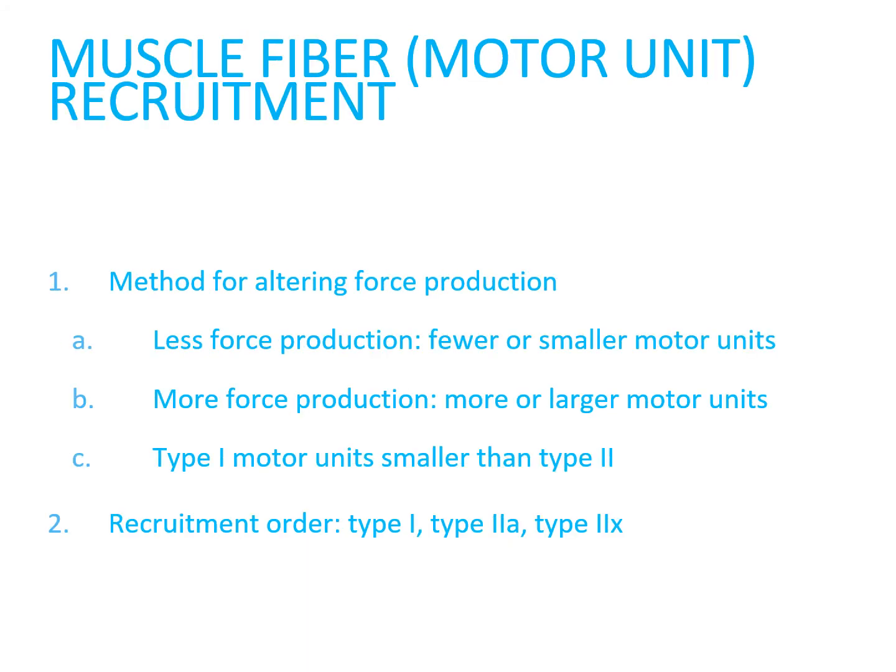In terms of muscle fiber recruitment, this is going to have a couple different methods for how we do this. The first is, how do we alter our force production? If we want to produce less force, we have to utilize fewer or smaller motor units. When we want to produce more force, we start to bring in our larger or more motor units. Our type 1 motor units tend to be smaller than type 2 motor units, which means that when I recruit muscles, I tend to go type 1, type 2A, and then type 2X.